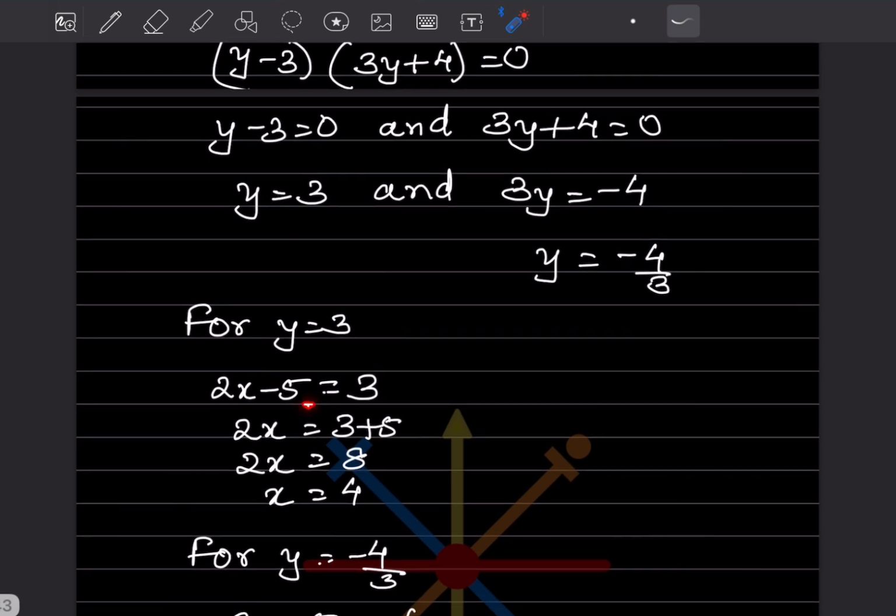So here, this is 3, because y is equal to 2x minus 3. We can also write y is equal to 2x minus 5, sorry, 2x will be, this will be 3 plus 5, that will be 8. So x is going to be 4.